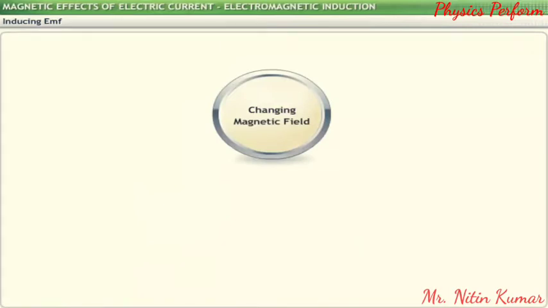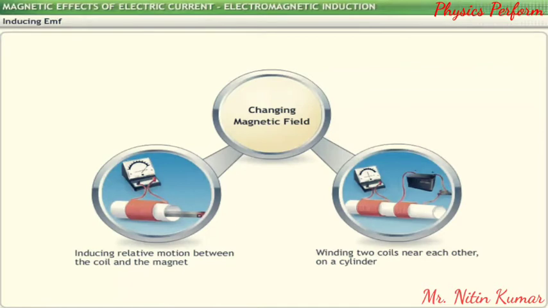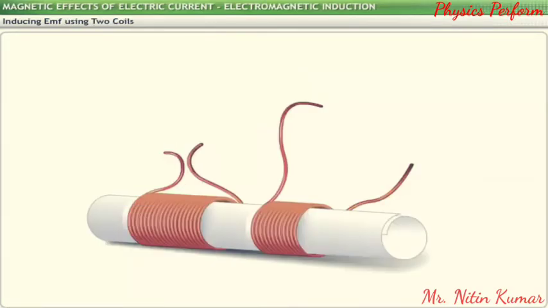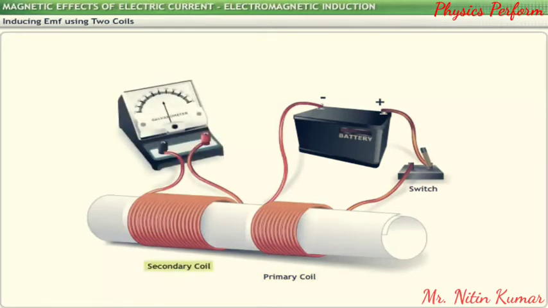The magnetic field can be changed in two ways: by relative motion between the coil and the magnet, as you saw in Faraday's experiment, or by winding two coils on the cylinder near each other, as shown. In the second case, one coil is connected to a battery with a key. This coil is called the primary coil. The other coil is connected to a galvanometer and is known as the secondary coil.